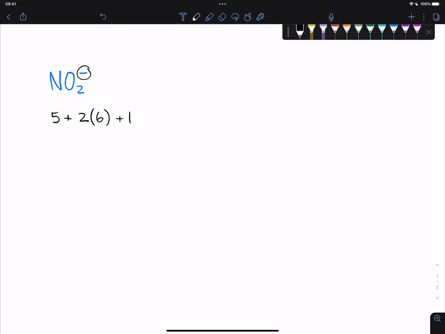If it were a positive sign, you would subtract an electron. But in this case, it's a negative sign, so you add in an electron. So we have 6 plus 6 plus 6, which is 18 valence electrons in total. That means that we're going to use 18 valence electrons when we draw our structure.